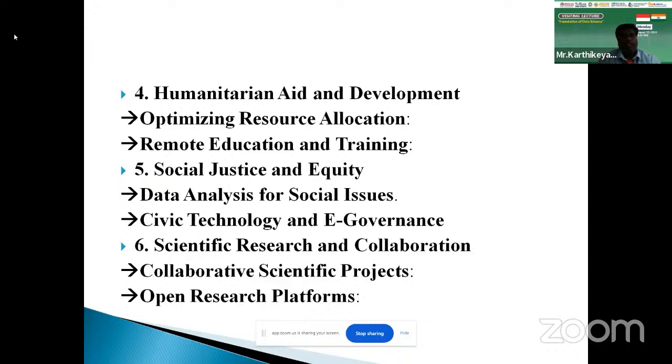For open research platforms, projects like OpenAIRE use distributed computing to facilitate the sharing of research data and publications, promoting open access and global collaboration in scientific research.